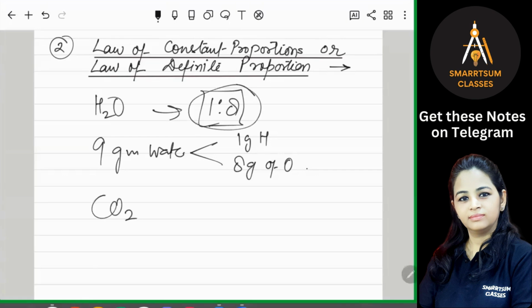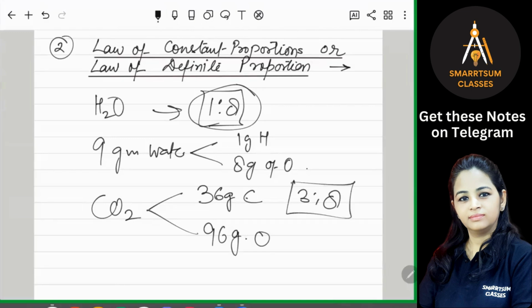Similarly, if we talk about carbon dioxide, carbon dioxide always contains carbon and oxygen, right? And the ratio of carbon and oxygen in this is 3:8, right? That means if you have 36 gram of carbon in a sample, suppose you are having 36 gram of carbon, then it is compulsory that the sample should have 96 gram of oxygen. Is that clear? So they are combining in the ratio 3:8, right?